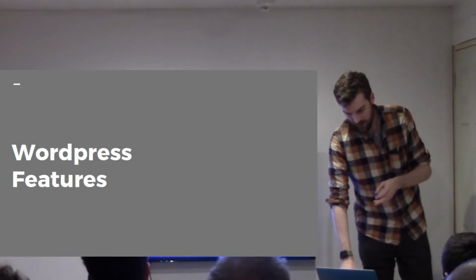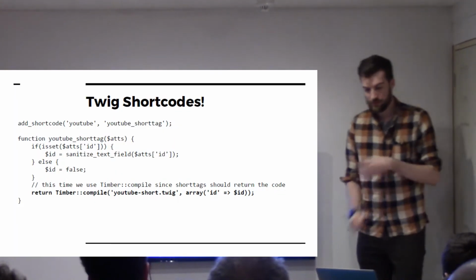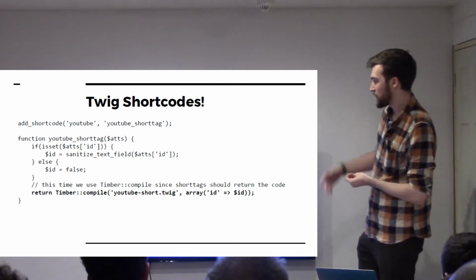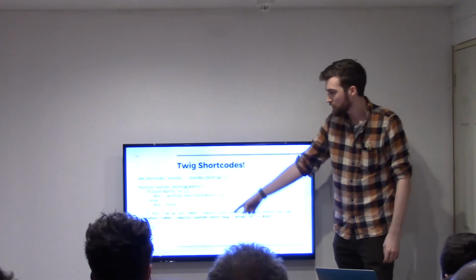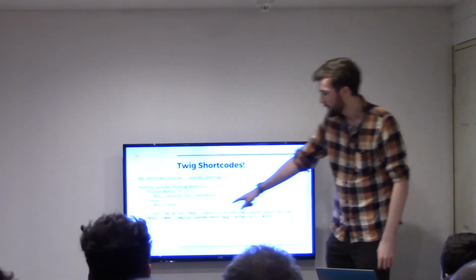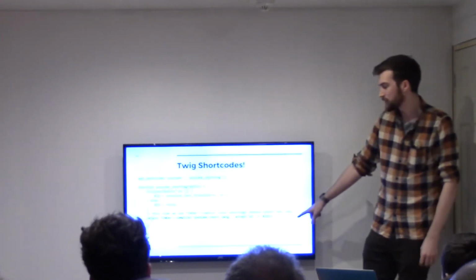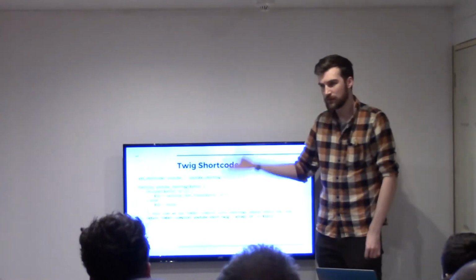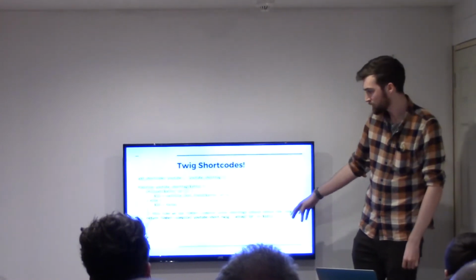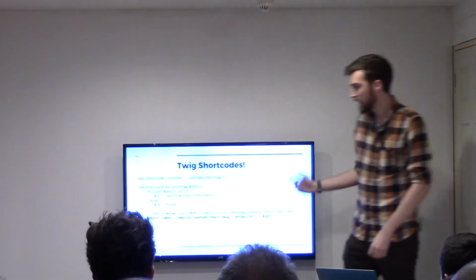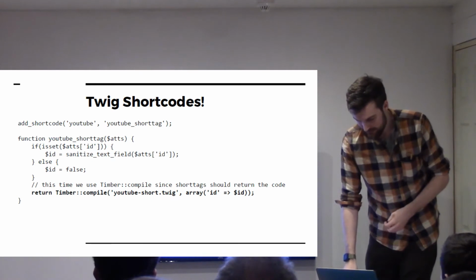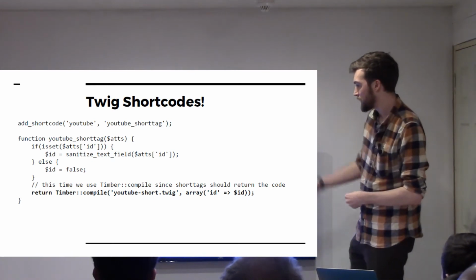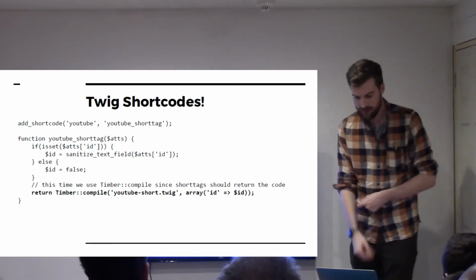So, WordPress features. Obviously WordPress has got loads of quirks and things that you take for granted. Shortcodes are awesome. Everyone loves shortcodes, right? Shortcodes are really easy in Timber. You still add the shortcode just as you would with a function, but this time you can send it to a Twig file, and that way your shortcode is just another Twig file in your system. Instead of rendering it, you compile it, and it returns the compiled HTML, and then WordPress just carries on with its day. So if you're already using shortcodes, you can just integrate it straight in.